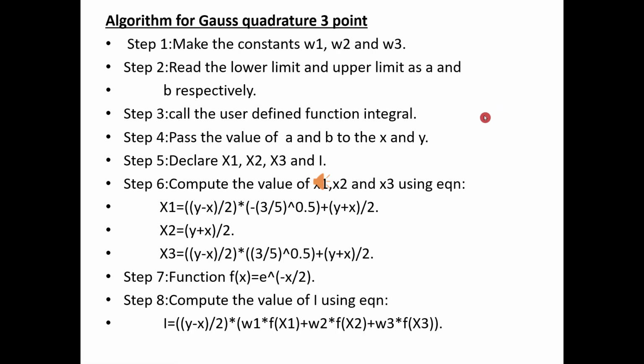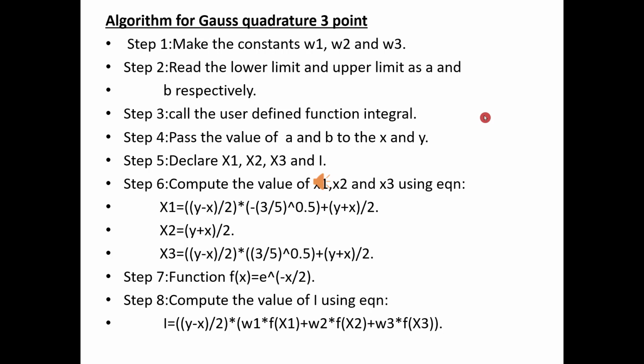Okay, so now we can discuss the algorithm for Gauss quadrature 3-point. Step 1. Make the constants w1, w2 and w3. Step 2. Read the lower limit and upper limit as a and b respectively. Step 3. Call the user-defined function integral. Step 4. Pass the value of a and b to x and y. Step 5. Declare x1, x2, x3 and I.